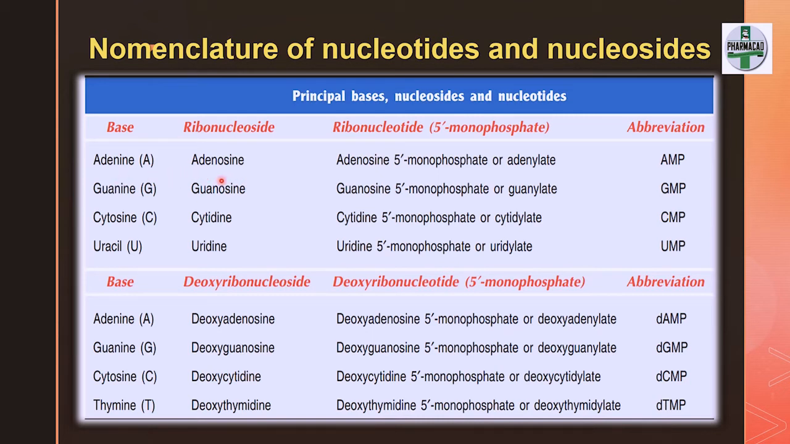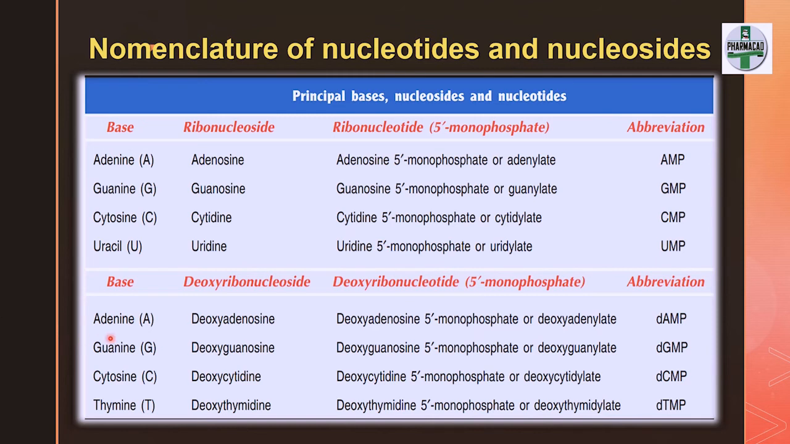While if there is a phosphate group present, then it forms a nucleotide. We call it as adenosine 5' monophosphate or adenylate. The 5' comes from the attachment of a phosphate group to the fifth carbon atom of the ribose sugar. This entirely is represented by capital AMP, where A stands for adenosine, MP stands for monophosphate. So this is similarly followed in case of guanine, cytosine and uracil.